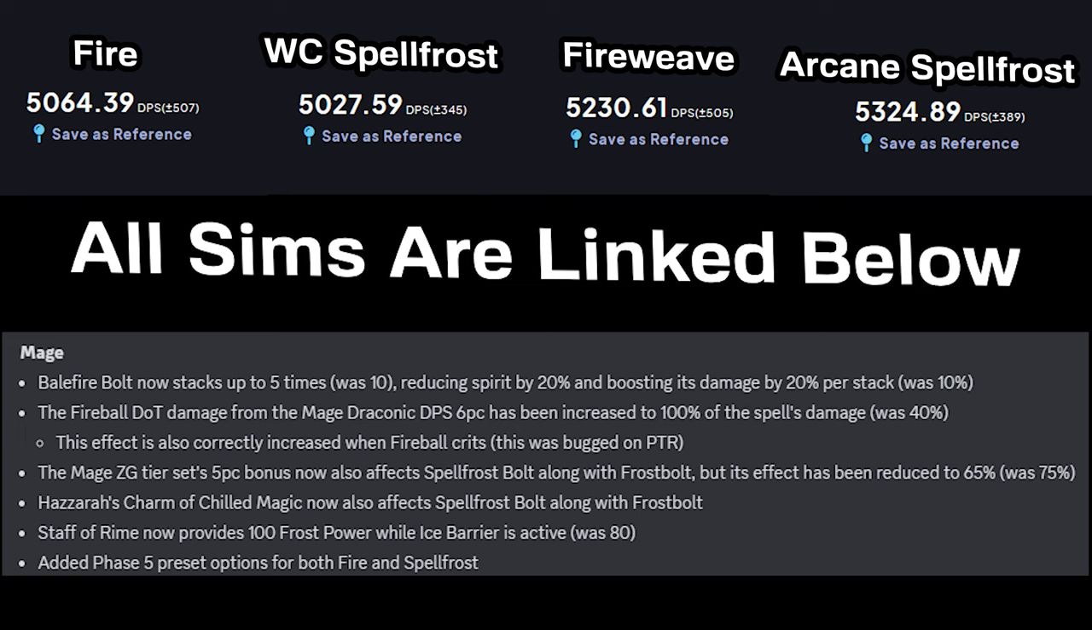The mage ZG tier set bonus also affects Spellfrost Bolt and Frostbolt now, but its effect is being reduced to 65%. The ZG neck now buffs Spellfrost Bolt as well. Staff of Rhyme now provides 100 frost power instead of 80, making Winter's Chill slightly more viable.